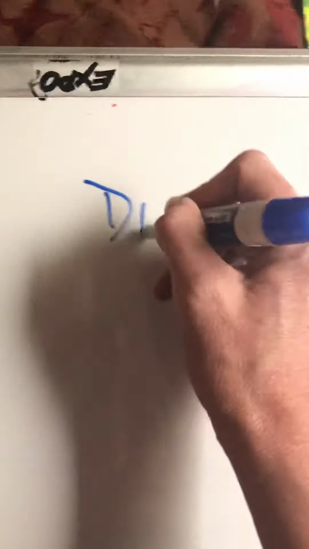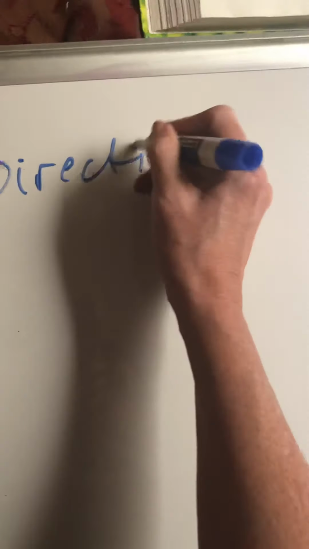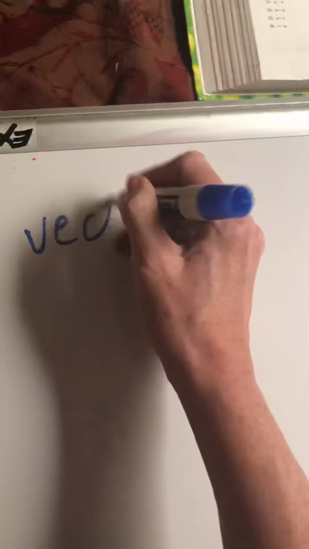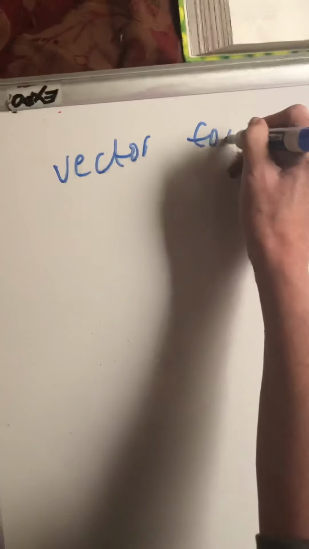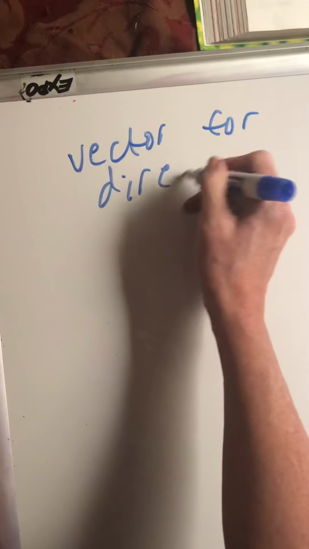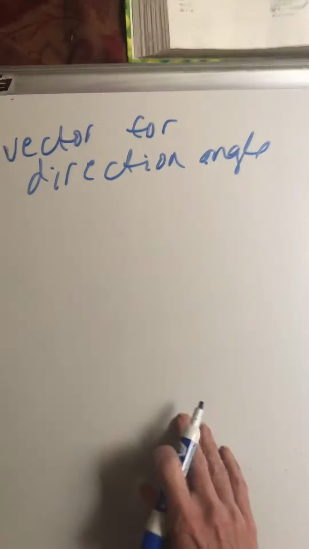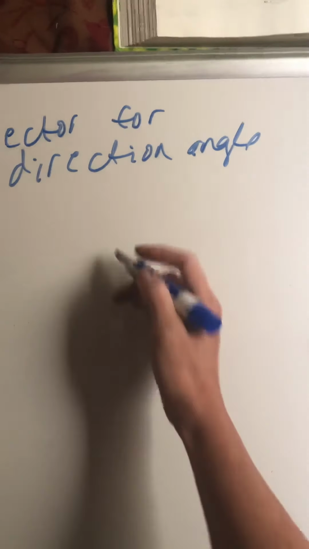Then we want to find the direction angle. Oh, you know what? Let me do one more of these. Let me do one more where we want the vector for the given angle, vector for direction angle. And then I'll go on to where we're finding the direction angle.